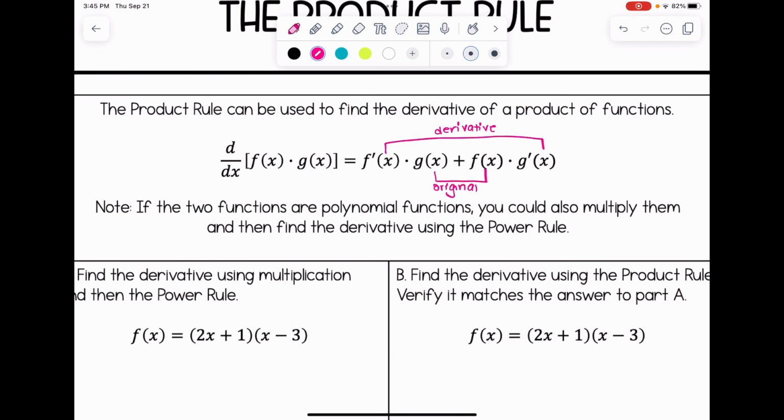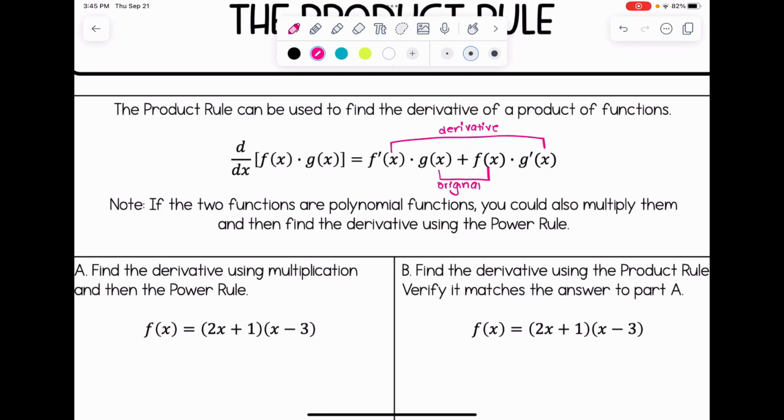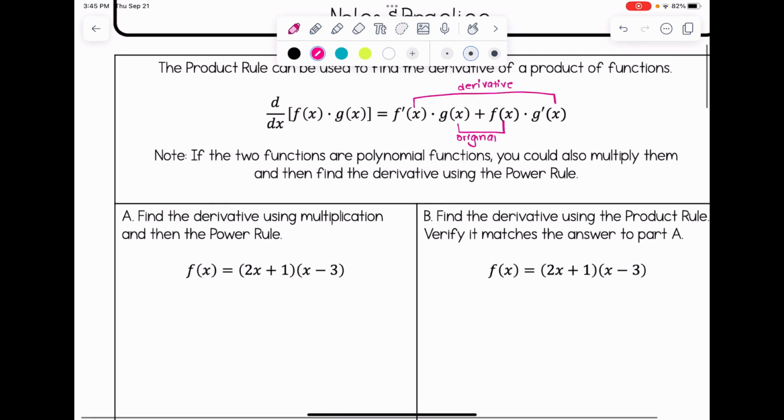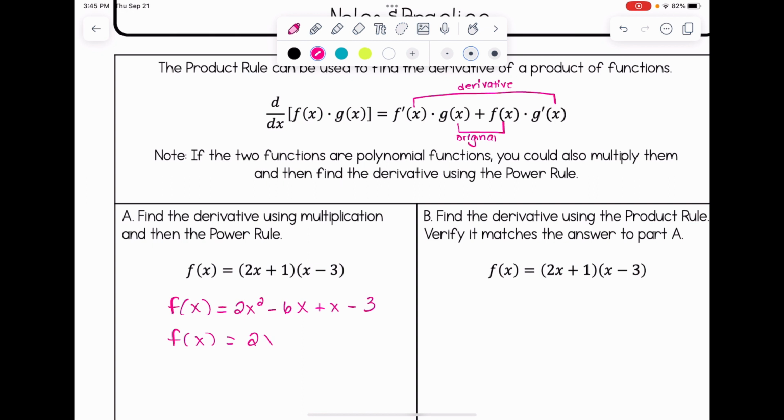Take note here, if the two functions are polynomial functions, you could also multiply them and then find the derivative using power rule. All right, for A, it says find the derivative using multiplication and then the power rule. Well, we can multiply these two binomials. You could think about it as distributing or FOIL if you've learned that before. So I have 2x squared minus 6x plus x minus 3. I can combine like terms in the middle, so 2x squared minus 5x minus 3. And when I take the derivative of that using the power rule, I'm going to get 4x minus 5.